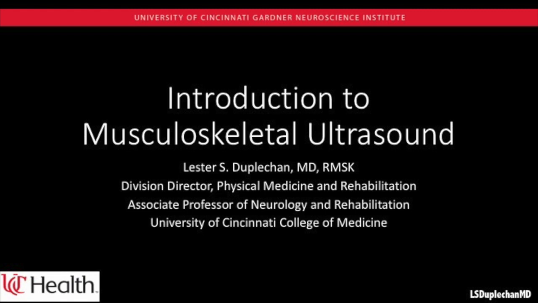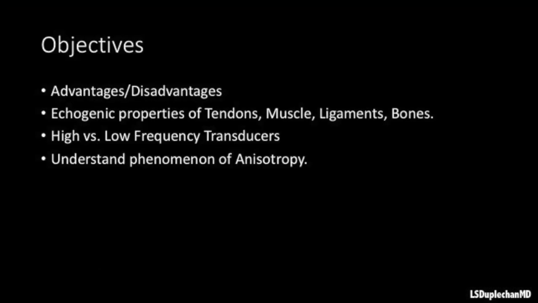This is an introduction to musculoskeletal ultrasound brought to you by the Department of Physical Medicine and Rehabilitation, University of Cincinnati College of Medicine. Objectives include advantages versus disadvantages, echogenic properties of tendons, muscle, ligaments, and bones, high versus low frequency transducers, and understanding the phenomenon of anisotropy.